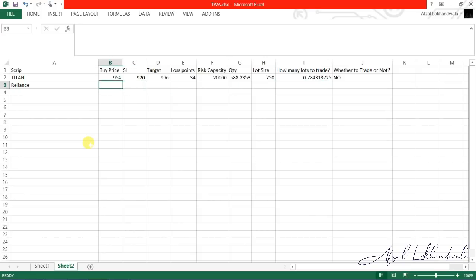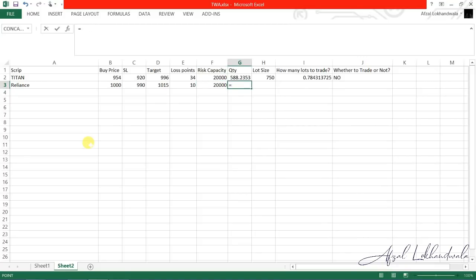Now let us have another example. Let us say that the trade is such that you can buy Reliance at 1000 with a stop loss of 990 and a target of 1015, right? Now can you calculate the loss points? What is the loss points here? It is the buy price minus stop loss. So 10 rupees. Your risk capacity remains the same always, 20,000.